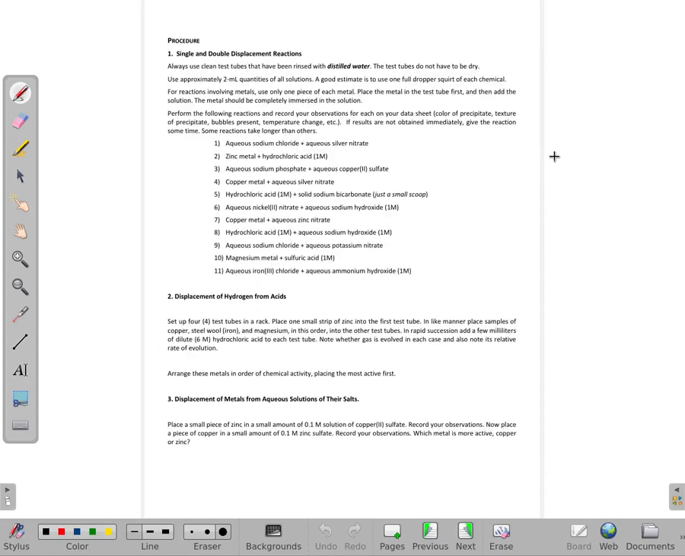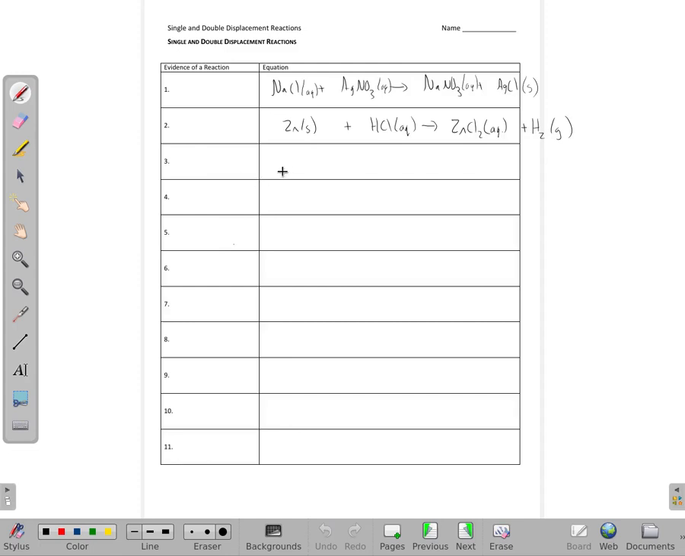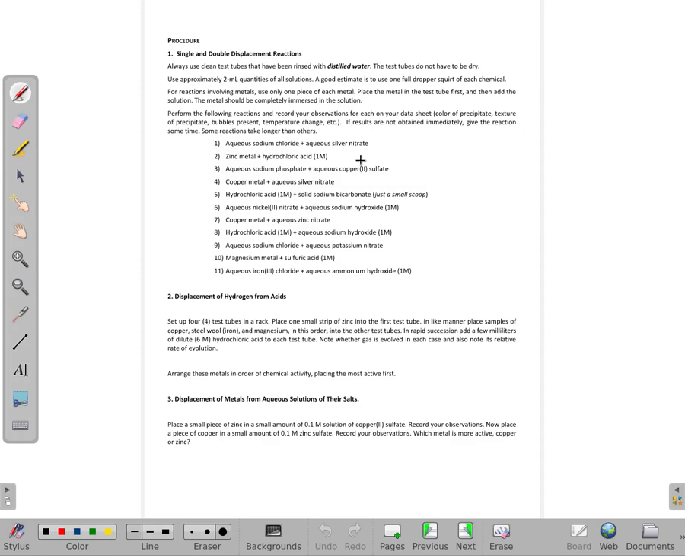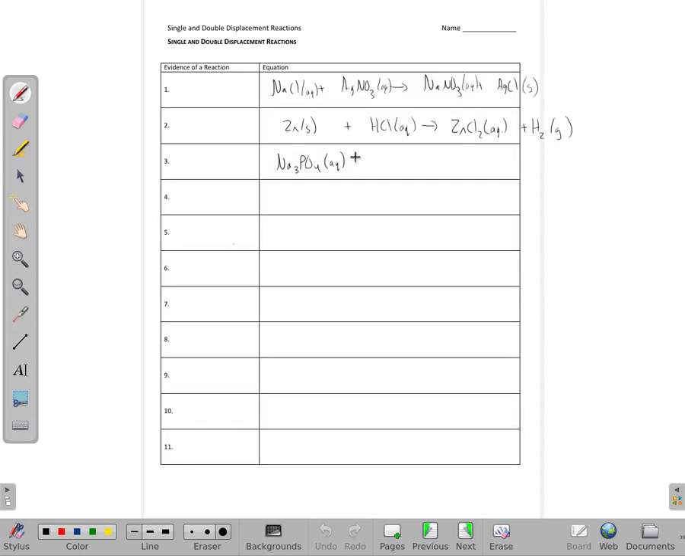All right, number 3, sodium phosphate and copper 2 sulfate. All right, sodium phosphate is Na3PO4. And since it's a sodium salt, I'm going to say aqueous. And what was my other species? Copper 2 sulfate. Most of our sulfates are soluble. That's not one of our exceptions, so AQ.